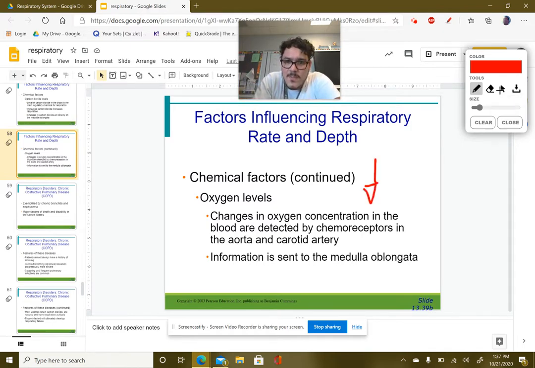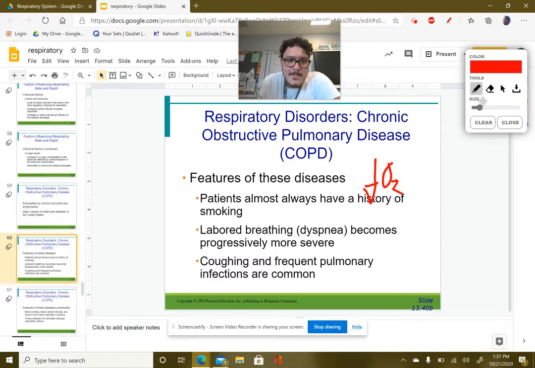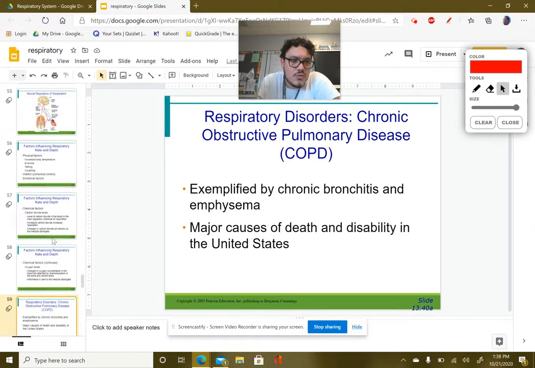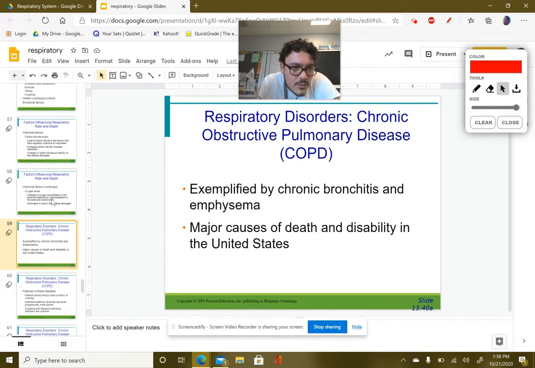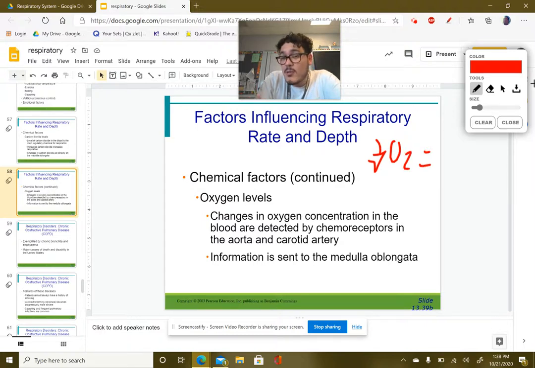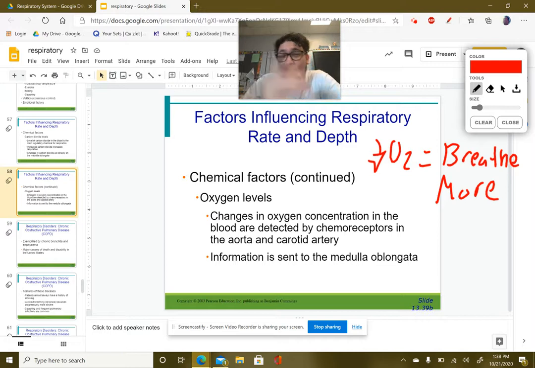Low levels of oxygen, as I was saying, low O2. What your body's going to do as a response, simply put, is breathe more. It's the same thing as carbon dioxide. If you don't have enough oxygen in your body, you've got to breathe, because your cells require oxygen for you to survive. Makes sense.